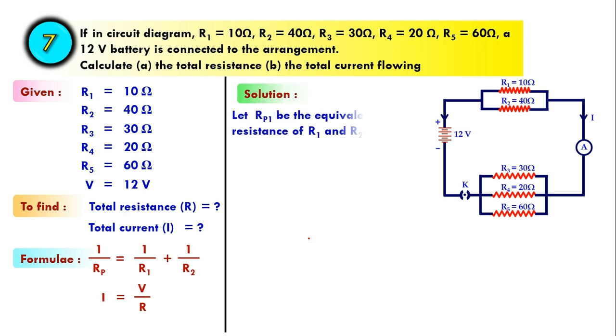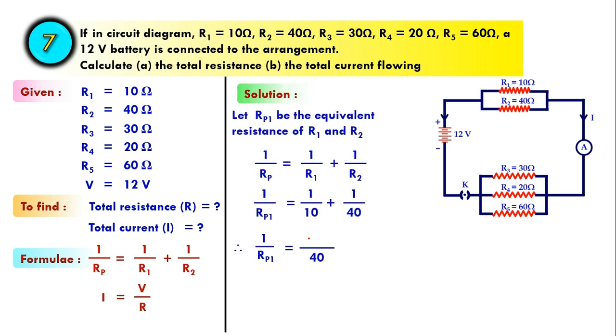1 by R1 plus 1 by R2 is how much? 1 by 10 plus 1 by 40, that equal to 4 plus 1 by 40, that equal to 5 by 40, 40 by 5, that is RP is equal to 8 ohms. So at this we got the total resistance of this setup is 8 ohms. Okay. Now we have to calculate for this.